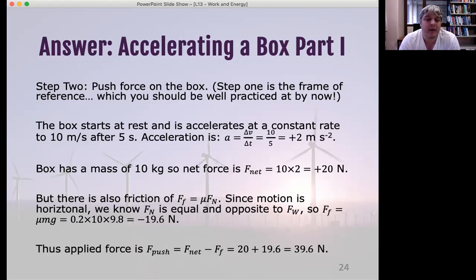Hopefully you followed all of that. That is just stuff from previous lessons. There's nothing new in what I've written on this slide. If you need to, pause the video and have a go at following through all of that math and physics, but hopefully you can agree that the push force must be 39.6 newtons while this box is accelerating.